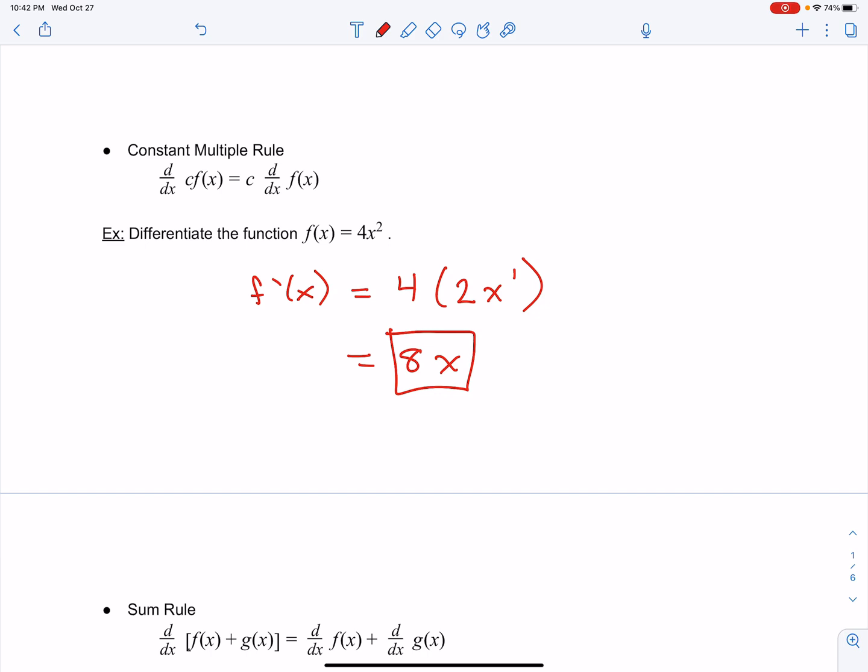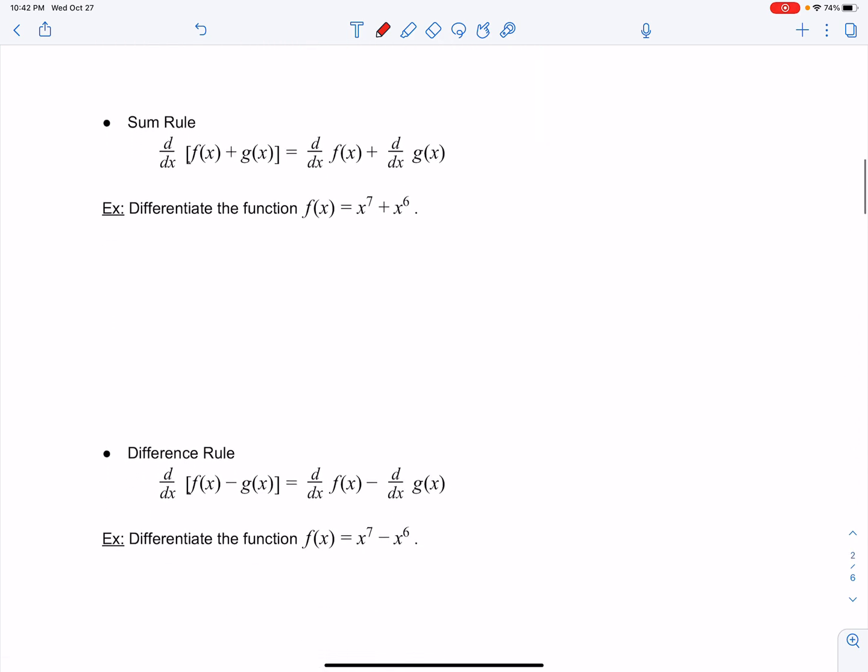We have a sum rule. So if we're taking the derivative of the sum of two functions, that's the same thing as the derivative of the first function plus the derivative of the second function. So if we have f of x equals x to the 7th plus x to the 6th that we want to differentiate, we can say that f prime of x, its derivative, is just going to be, using the power rule 2 times here, 7x to the 6th plus 6x to the 5th.